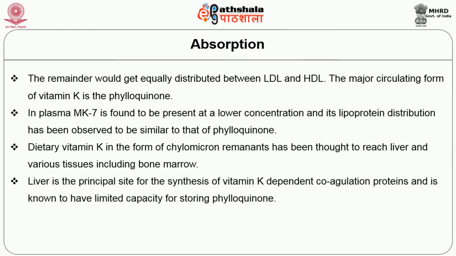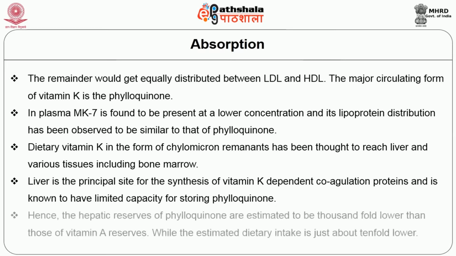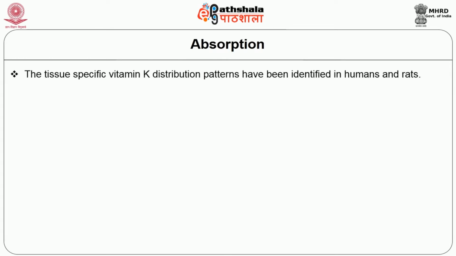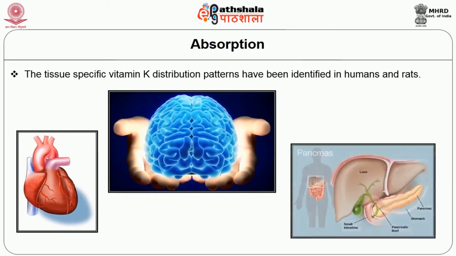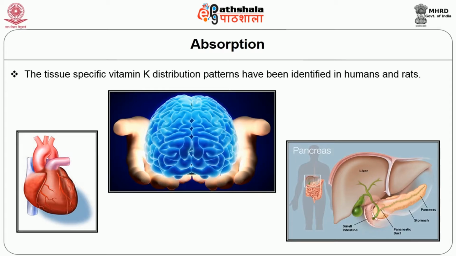The liver is the principal site for the synthesis of vitamin K dependent coagulation proteins and is known to have limited capacity for storing phylloquinone. Hence, the hepatic reserves of phylloquinone are estimated to be 1000-fold lower than those of vitamin A reserves, while the estimated dietary intake is just about 10-fold lower. Tissue-specific vitamin K distribution patterns have been identified in humans and rats. Vitamin K accumulation in heart, brain and pancreas is suggestive of the fact that it might have an unrecognized physiological function associated with these organs.